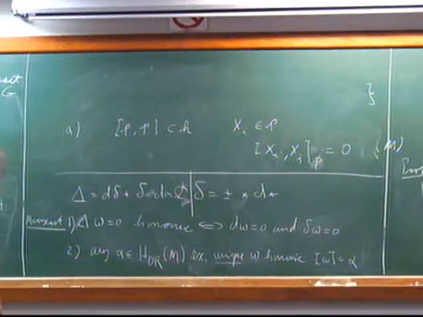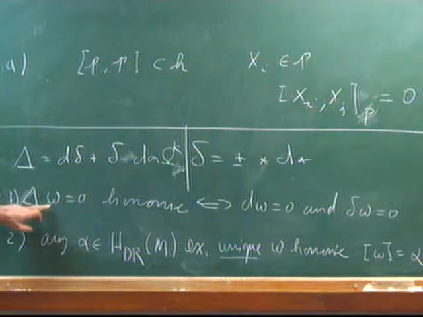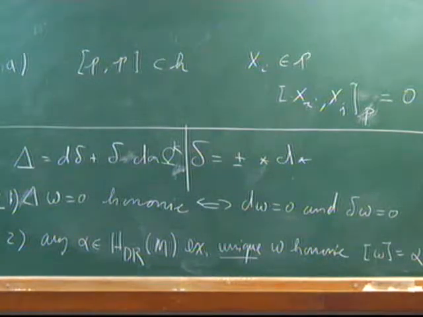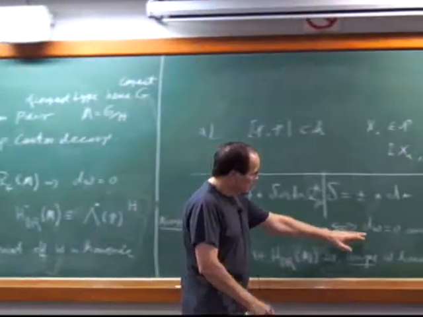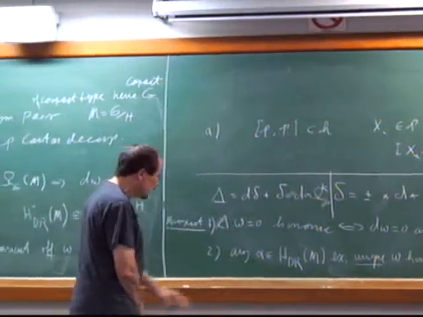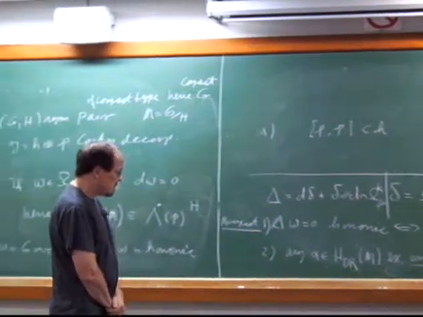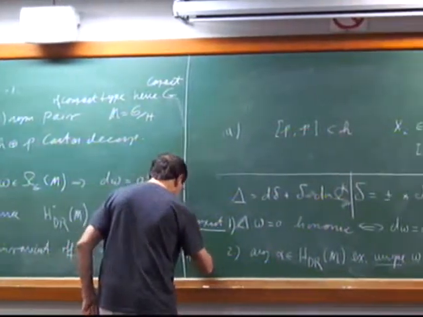It's usually called Hodge theory. That's non-trivial. This is not hard. Just apply Stokes to the definition of delta. That's a very nice application of Stokes theorem. Whereas this one here is more difficult. So that's usually called the Hodge theorem.